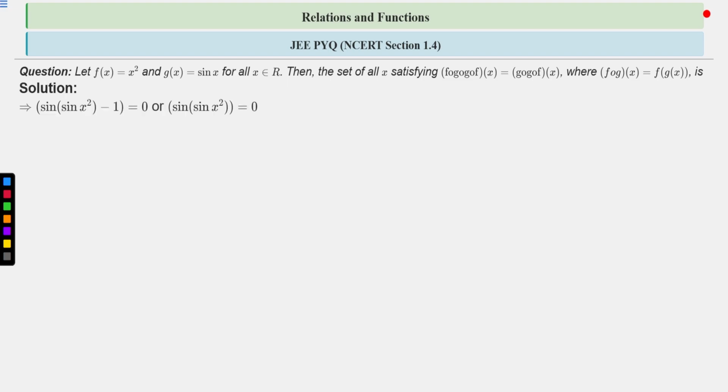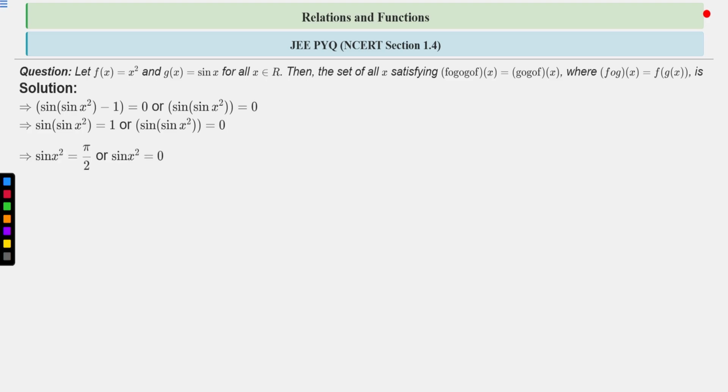So you can say that sine of (sine x square minus 1) is equal to 0. Either this is equal to 0 or sine of sine x square is equal to 0, right? Out of these two, one or both should be equal to 0. Now we can say that either sine of sine x square should be equal to 1 or sine of sine x square should be equal to 0. Clear?